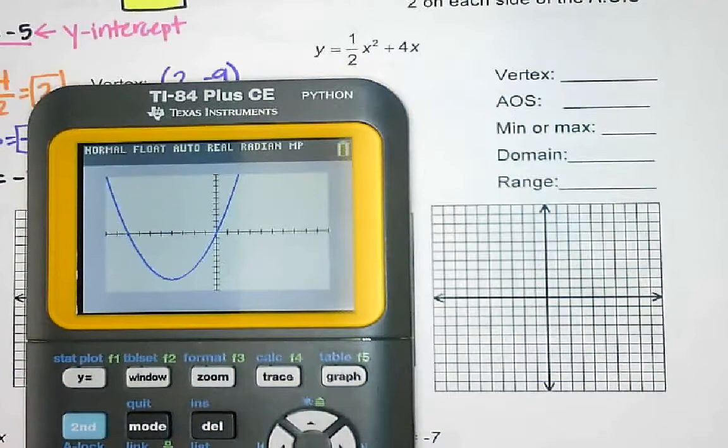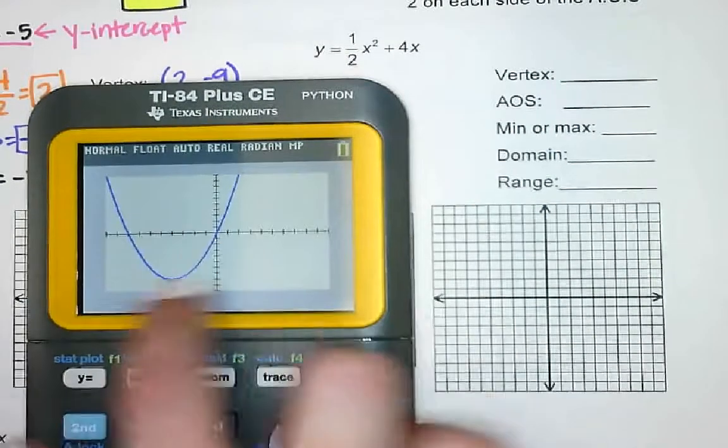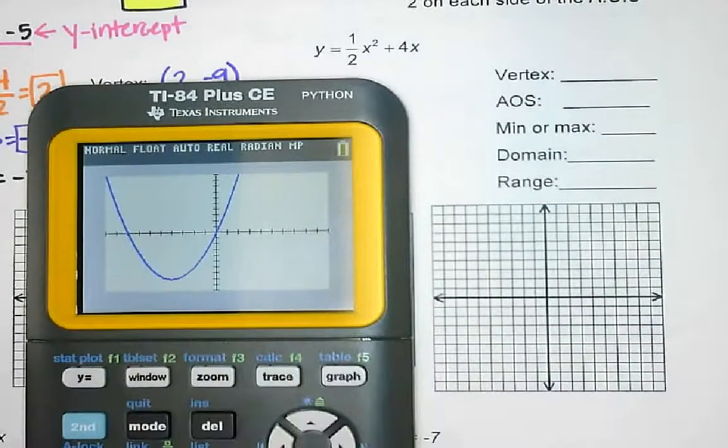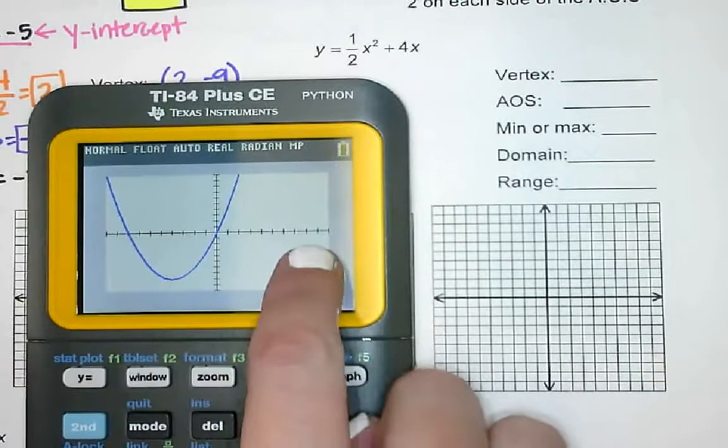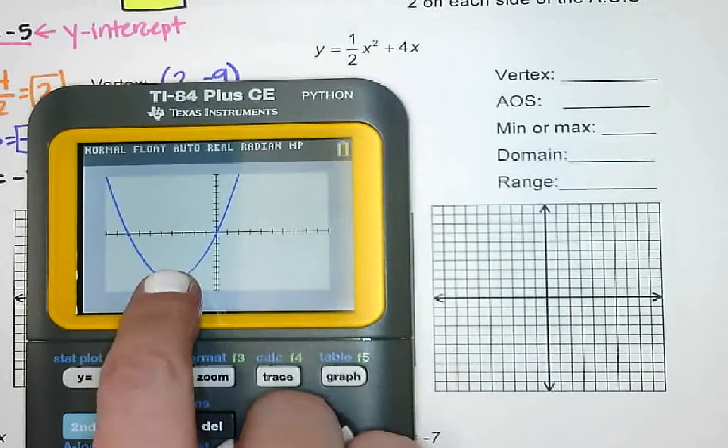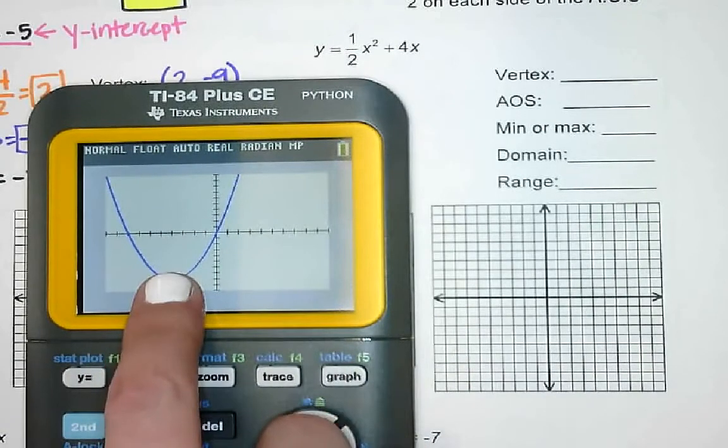All right, try again. Start over. So that's y equals 1/2 x squared plus 4x. So guys, where about in general is my vertex going to be? Is my x going to be positive or is my x going to be negative? Negative. The x is over here in the negatives.